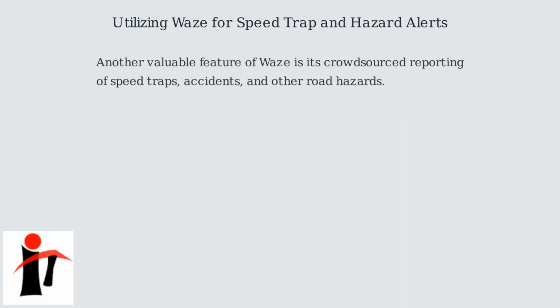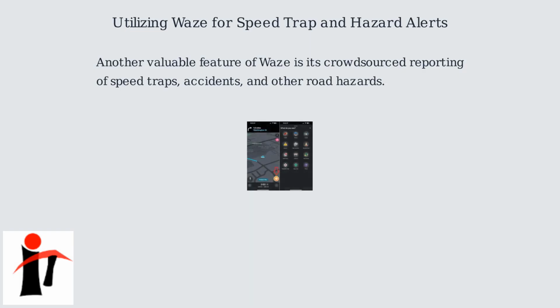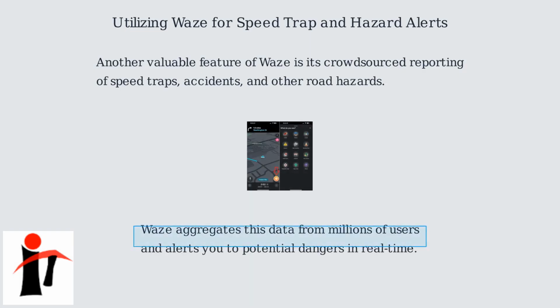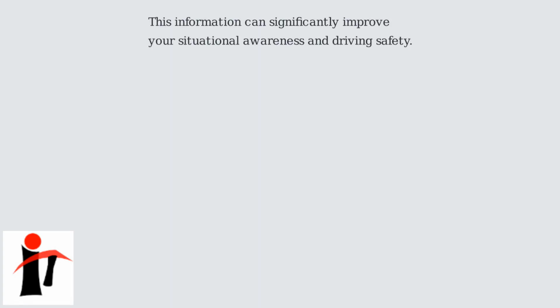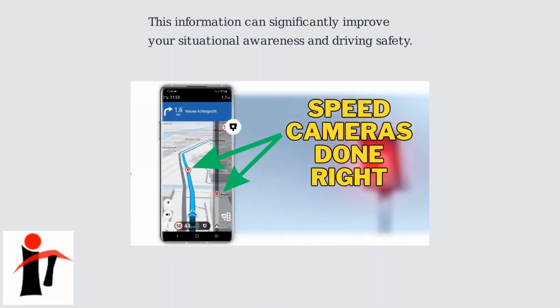Another valuable feature of Waze is its crowdsourced reporting of speed traps, accidents, and other road hazards. Drivers worldwide contribute real-time updates about road conditions through the Waze app, creating a comprehensive network of hazard information. To enable these alerts, go into Waze's settings and ensure that notifications are turned on for speed cams and road hazards. This information can significantly improve your situational awareness and driving safety, helping you avoid potential dangers while driving.